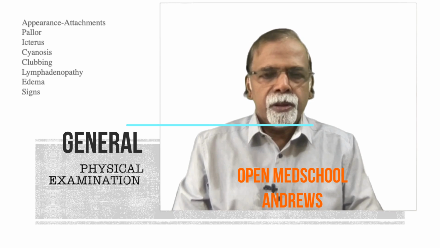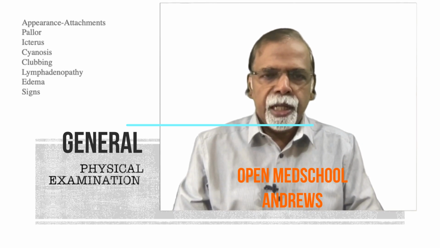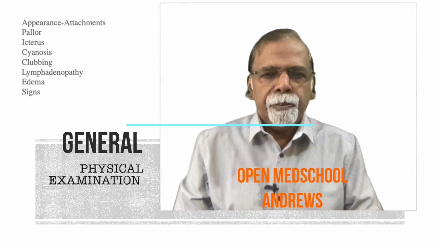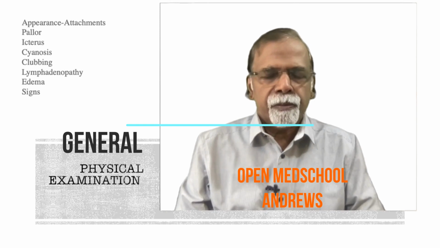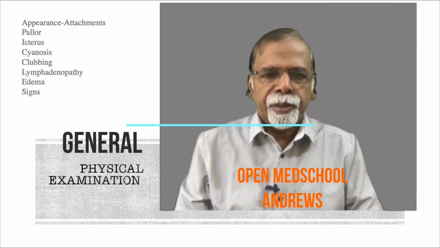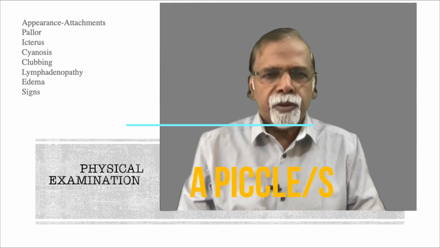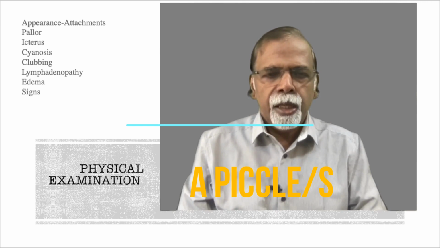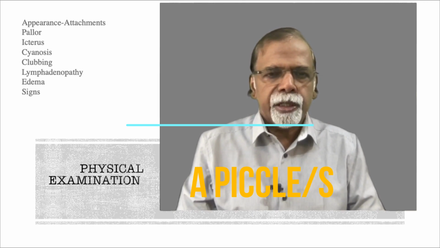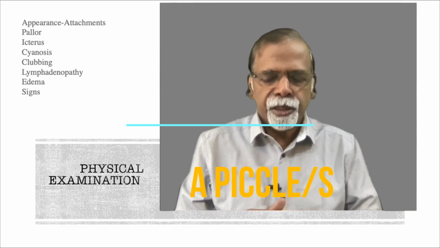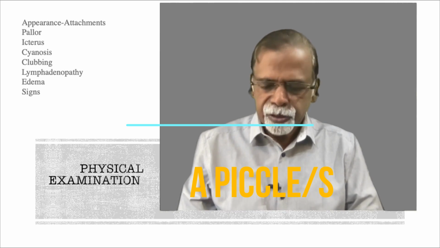Today we will be discussing the physical examination, the general examination in medicine. Usually we say the mnemonic PICKLE: A for appearance, P for pallor, I for icterus, C for cyanosis and clubbing, L for lymphadenopathy and E for edema. We can add S also, that is stigmas or signs of other diseases like liver disease, infective endocarditis, collagen disease, etc. So even though we are writing in this format, examination is a little different. We will be discussing the method of examination.